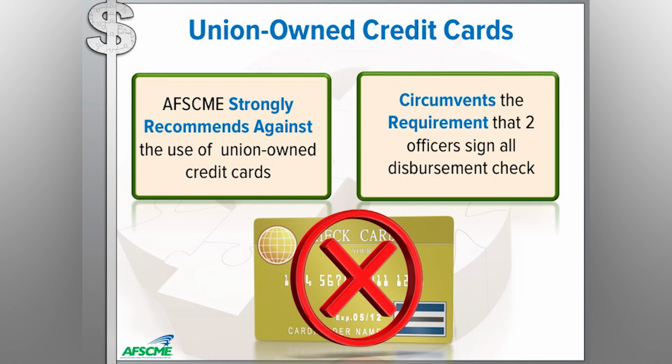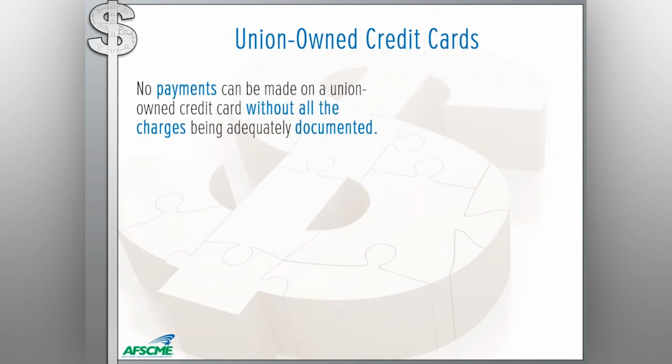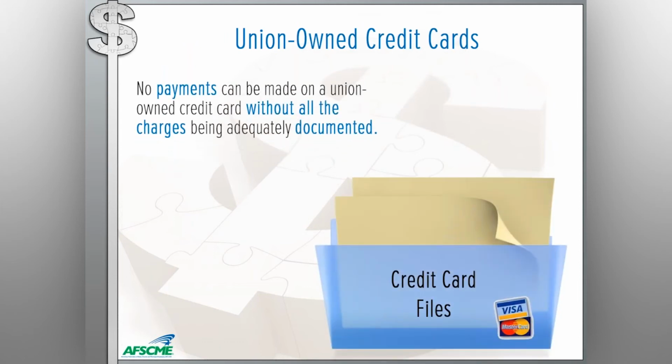It may not be fraud by the local officers, but anytime you use a credit card, someone can steal that number, and then you're always having to check the credit card statements and make sure none of the charges are fraudulent. Union-owned credit card holders must document all of the charges to the card before any payments can be made on the card. After all payments are properly documented, you can then write a check for the credit card statement. Online banking is not allowed, so you cannot have the credit card bill paid directly online. You must write a check for those payments.